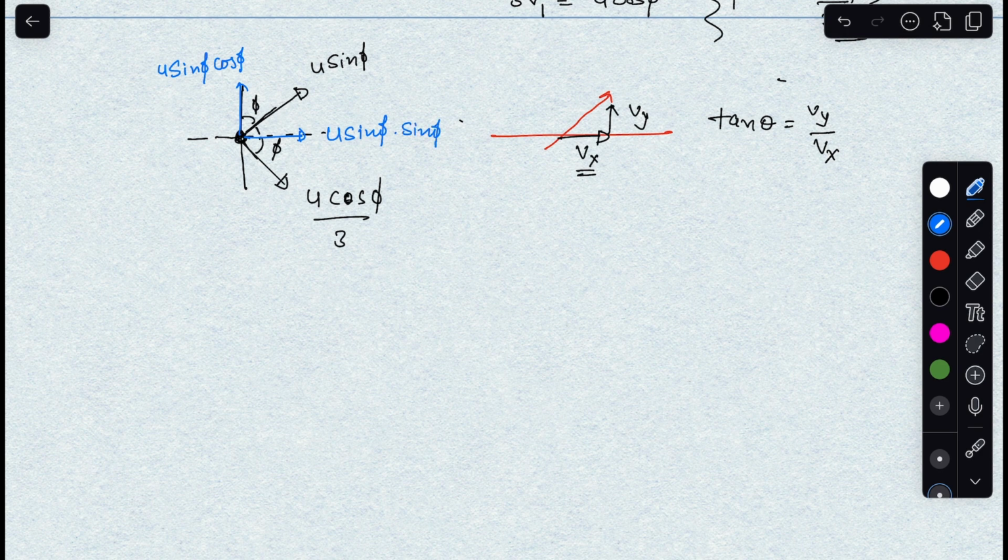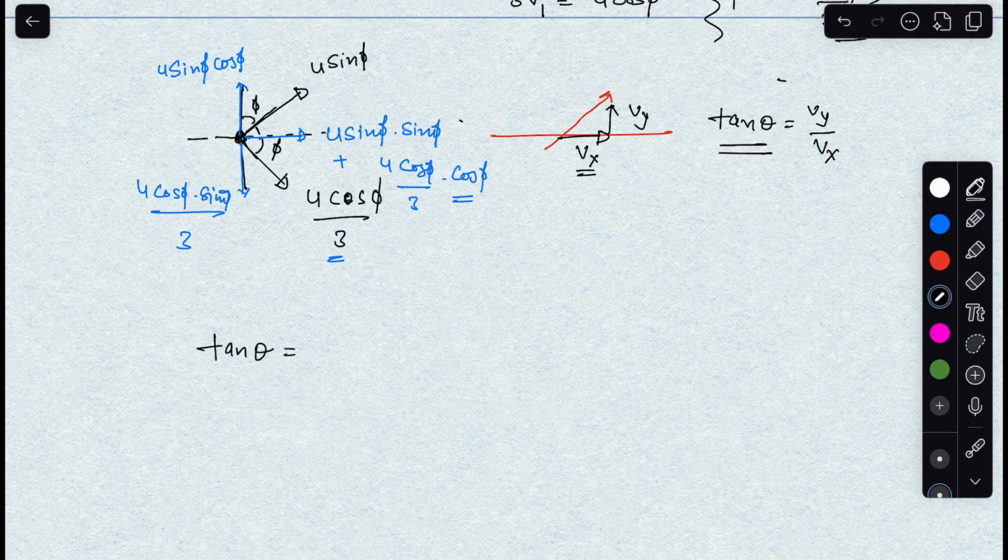The u cos phi divided by 3's component in this direction is u cos phi sine phi divided by 3, and this direction component is u cos phi divided by 3 times cos phi. With the help of these components I am calculating tan theta. Tan theta is vy, the y component.